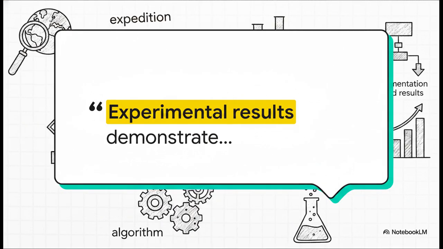On the flip side, the technical paper uses a super methodological tone, focused strictly on the implementation and results of your specific expedition. You're going to be writing things like, we propose, or the algorithm was tested using, and experimental results demonstrate. It is incredibly direct, focusing purely on the mechanics and the outcomes of your original work.